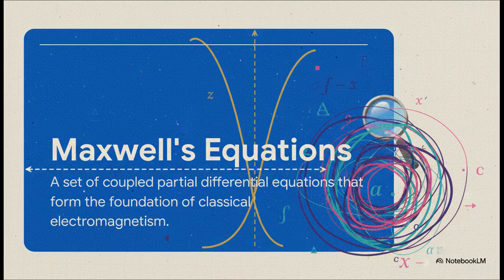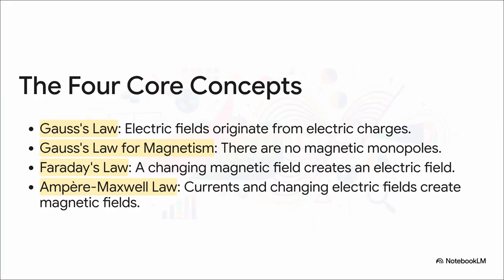Seriously, these equations are the bedrock of, well, almost all of our modern technology. We're talking electric power, radio, Wi-Fi, all of it. So how do these 4 laws work together to create this magic? Well, the first 2 kind of set the stage. One says electric fields start from charges. The other says magnetic fields always form these complete loops. Simple enough. But it's the next 2 that reveal this deep, incredible connection.